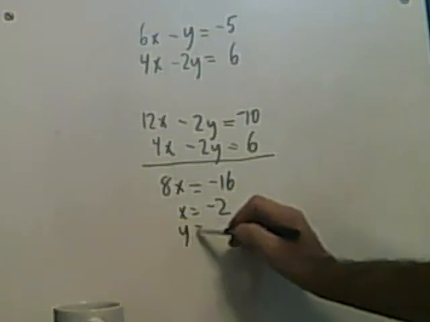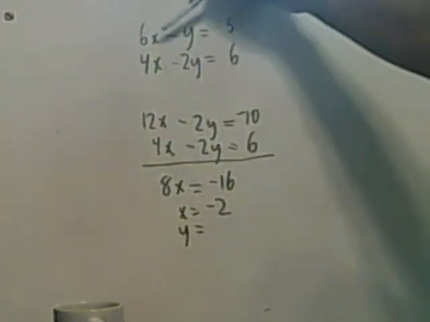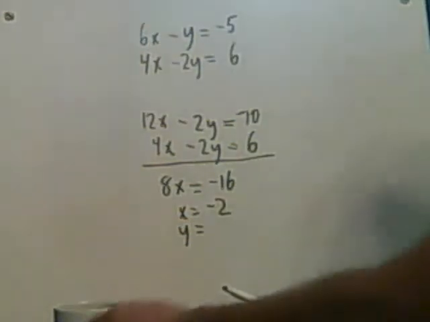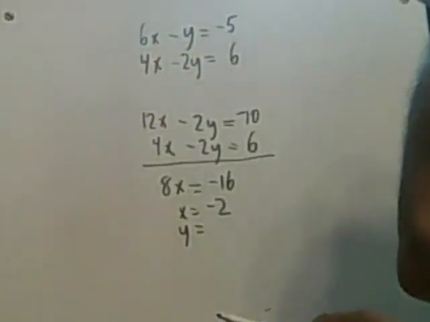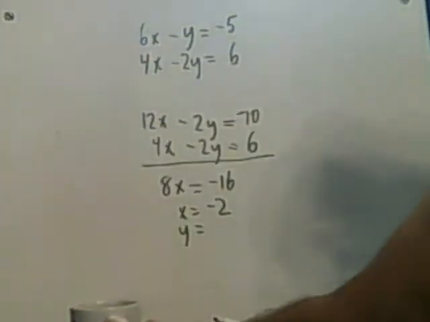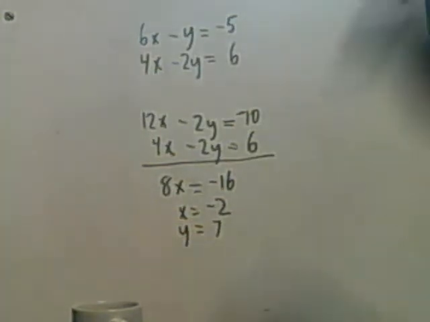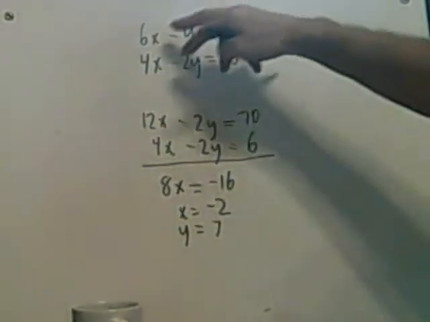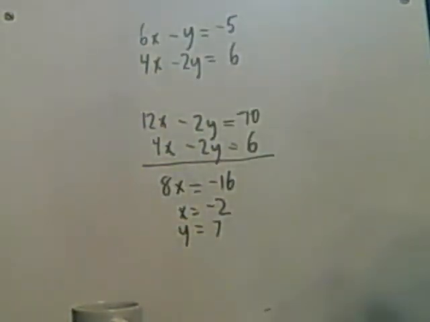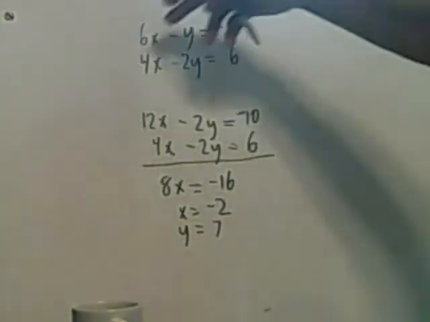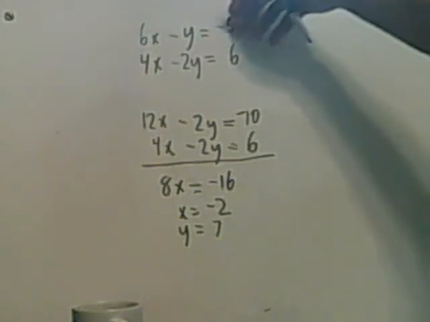Now I have to plug back in and solve for y. So if I put negative 2 into one of these equations, let's just use the first one. 6 times negative 2 is negative 12. Negative 12 minus what is equal to negative 5? Negative 12 minus 7 is equal to negative 5, so y is going to be 7. Okay. I did that in my head. I could have written out more about that, but I could move that to the other side. Becomes a positive 12. 12 minus 5 is 7.